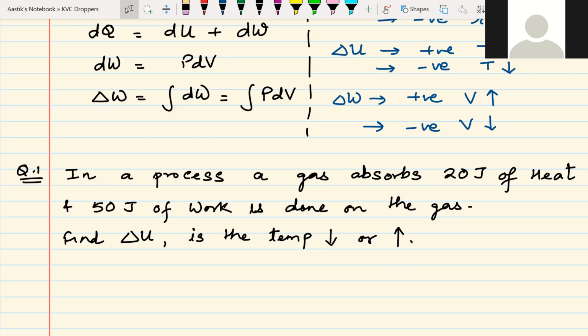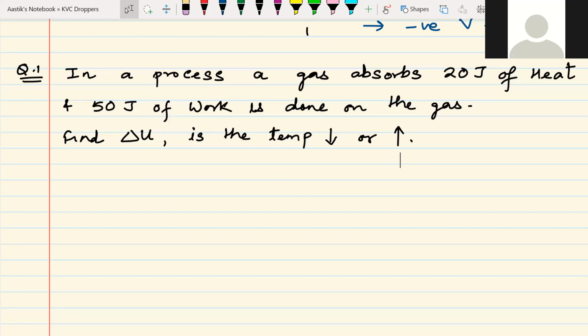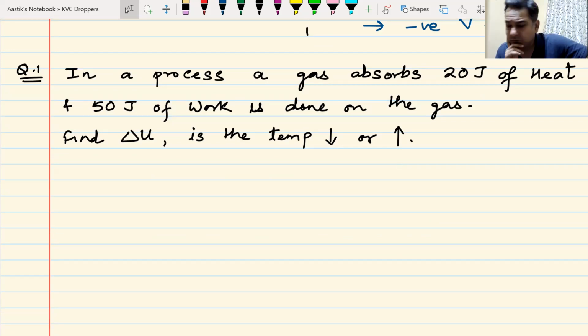I hope everyone is solving the question. Do we have any answers for this? Anyone has any answers for this? This is just a question to test whether you have understood the sign convention or not. Do we have an answer? 30 joules. That is what you are saying. So is the internal energy or the temperature increasing or decreasing?